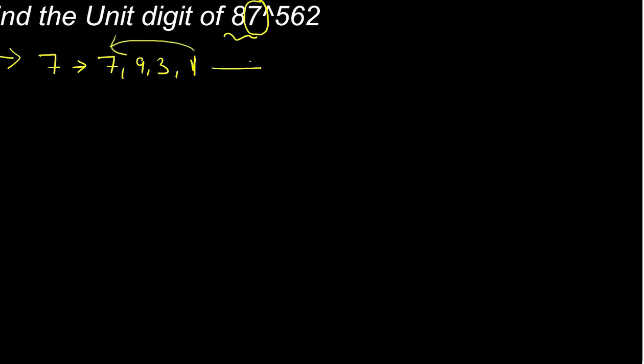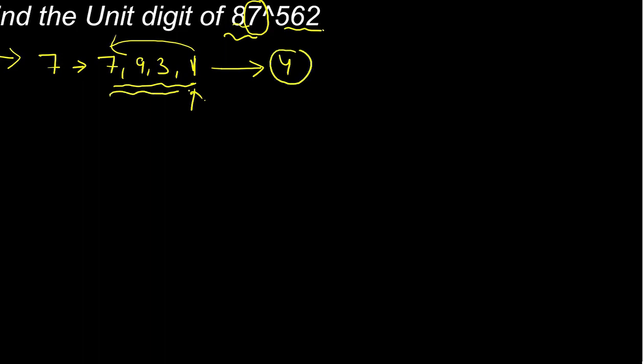So what do you mean by cyclicity? After how many numbers this number is going to repeat. So after 4 numbers this power, or the number, is going to repeat. So 87 to the power 562: after each 4 numbers it is going to repeat.